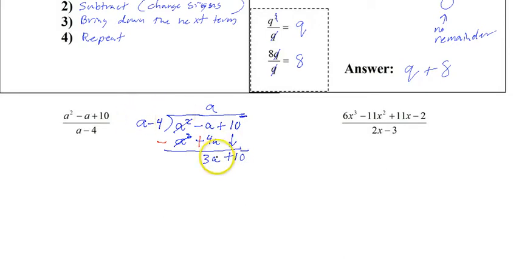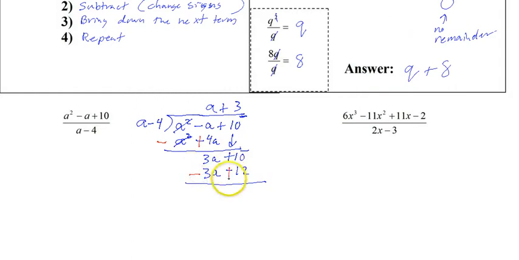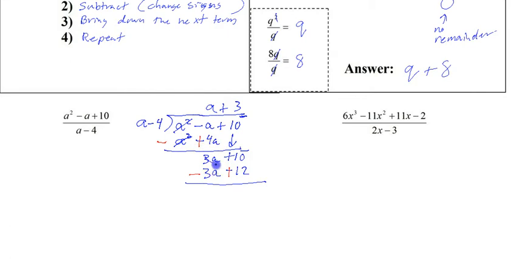So A times what will give us 3A? And we know it has to be a constant because, again, we are in the constant column. 3A minus 12. Change signs. And you get 22. Now, since we have a remainder, when you write it, you got to put A plus 3 plus 22 over what we were dividing by, which is the A minus 4. And there you go. That's your answer.